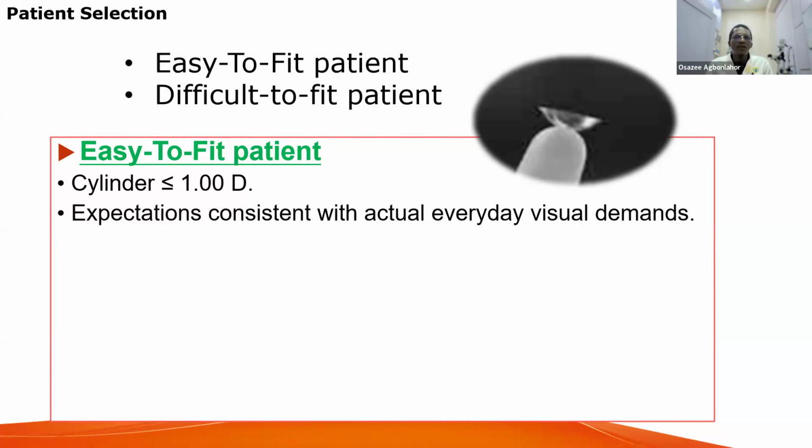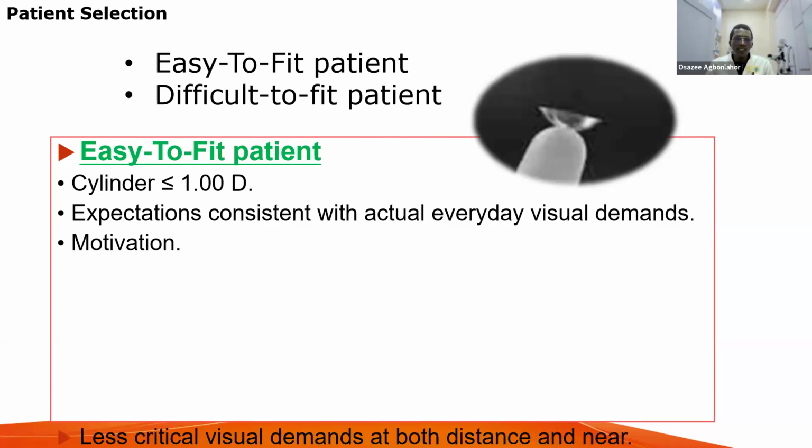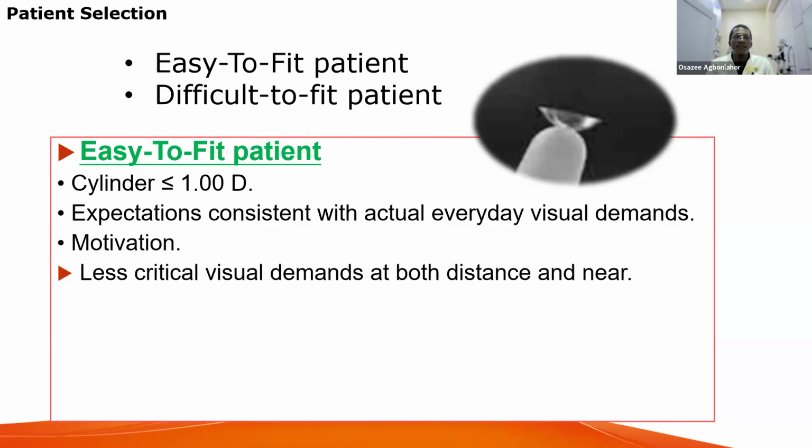Expectations consistent with the everyday visual demands. So if the patient's expectation is consistent with what they do all the time, then they can be easily fitted. And also, if they have motivation, if there's something that is motivating them to fit contact lenses, sometimes it may be, oh, I don't want to wear big glasses. Maybe they saw a friend who likes to wear contact lenses and they admire it. So something positive moves them. They will be easy to fit. They will accept it. Even if they tear when you are fitting them, they don't mind because they are motivated.